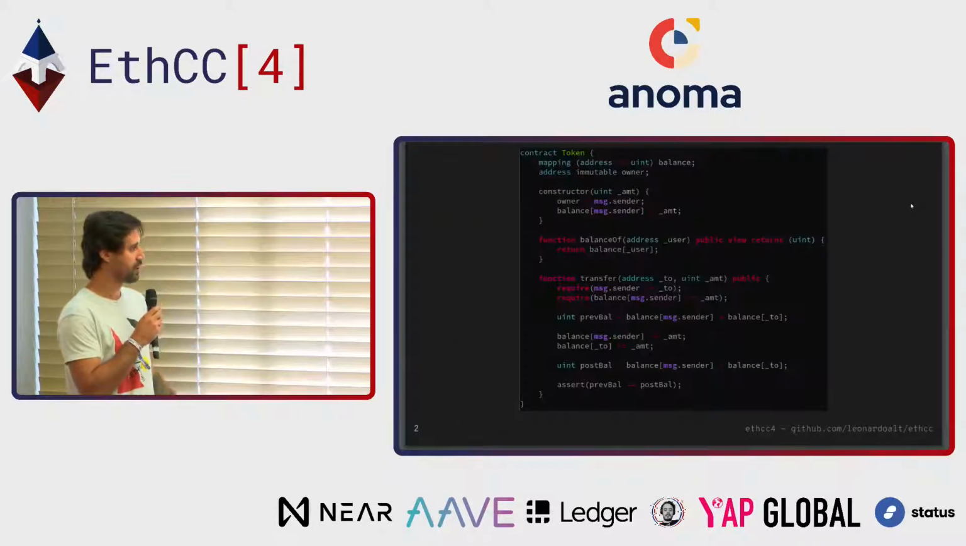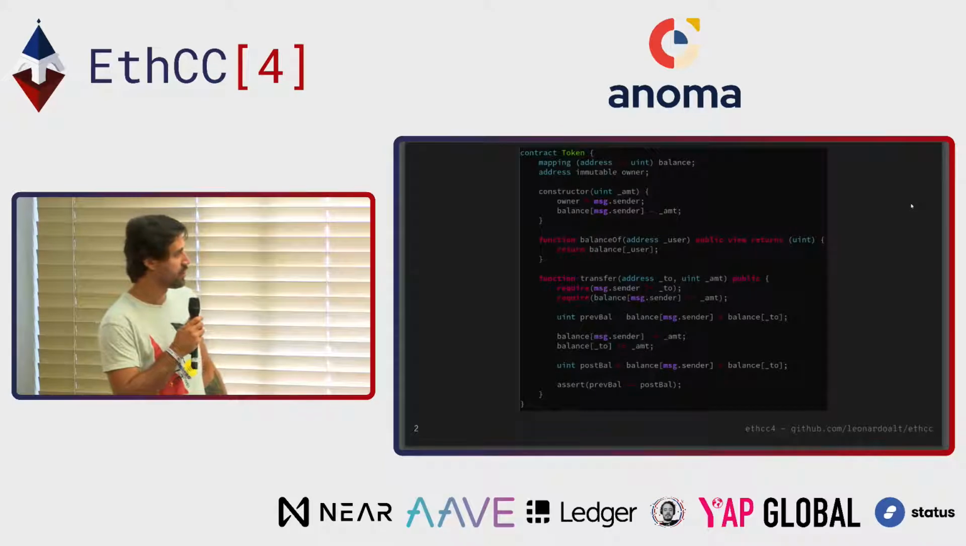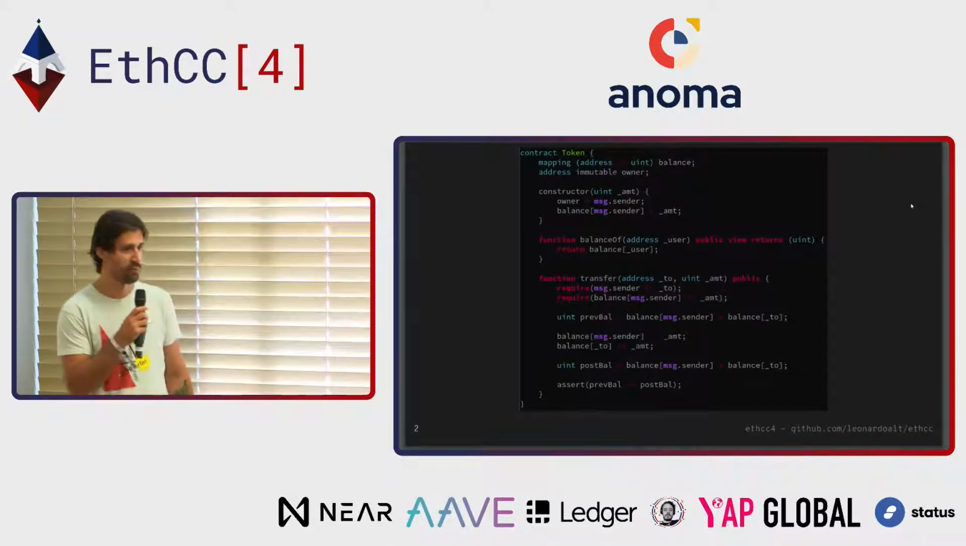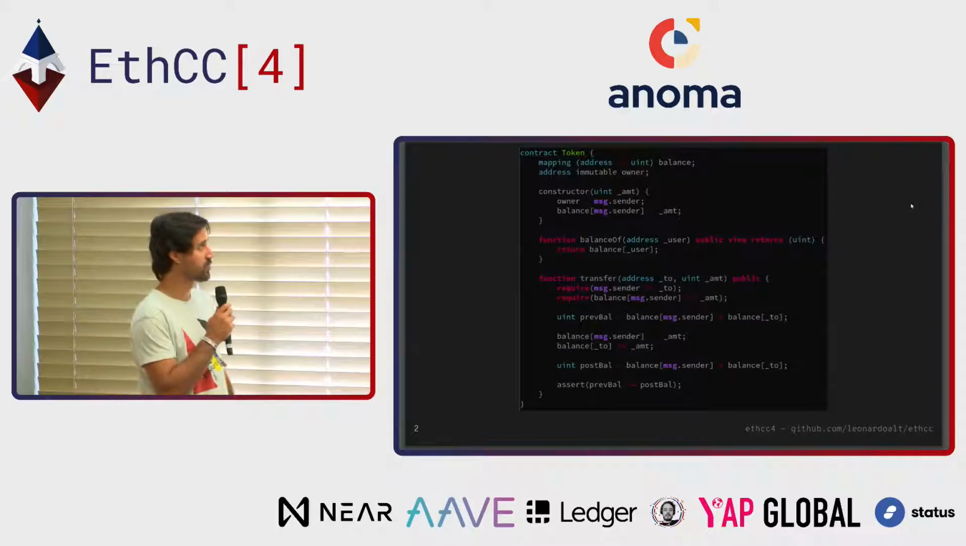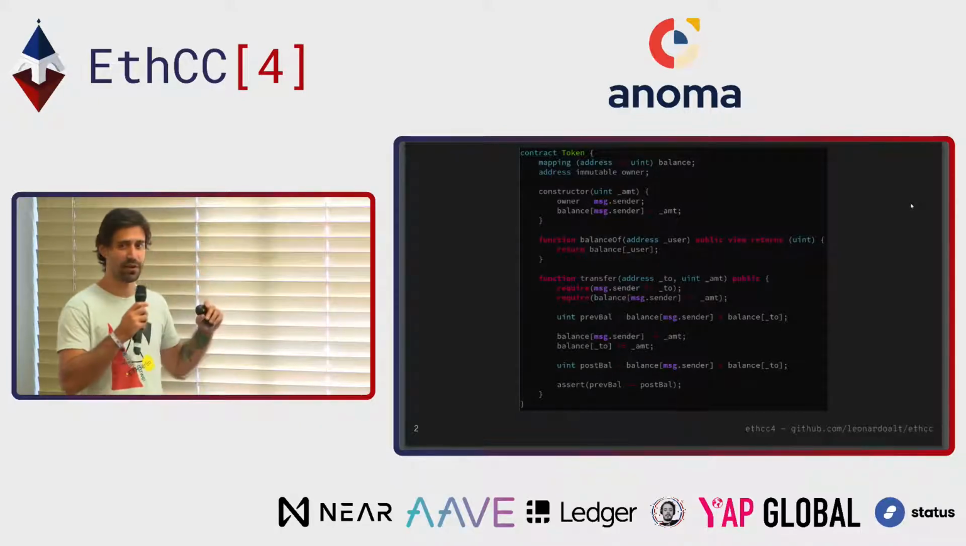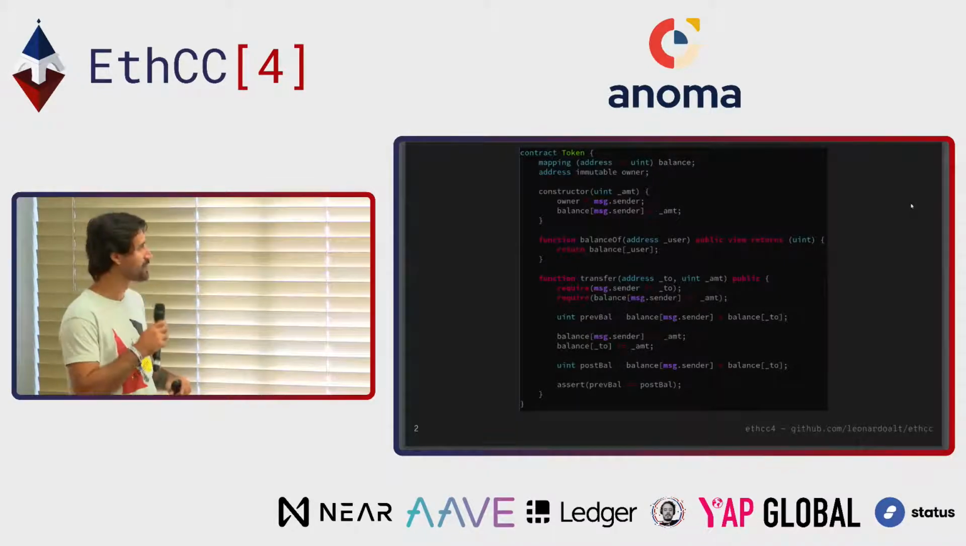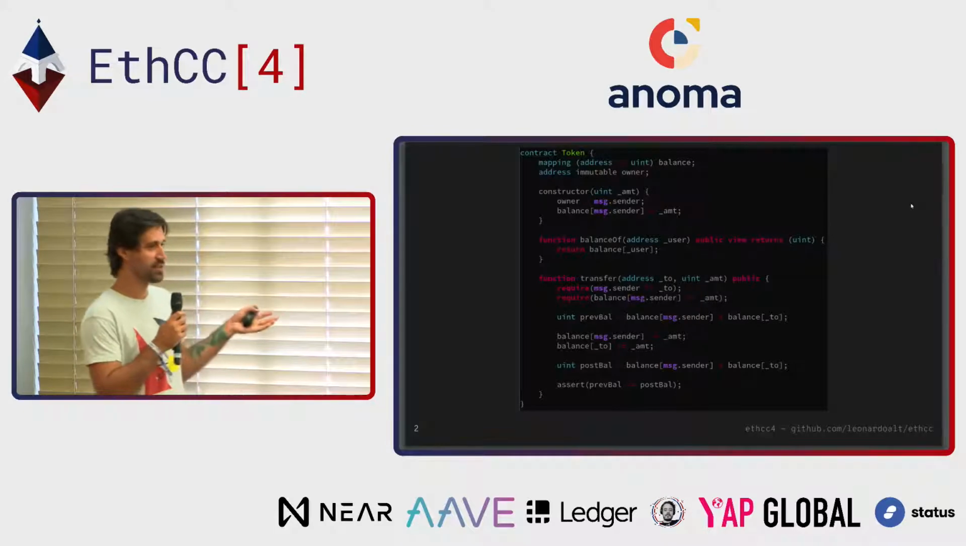So the goal of this experiment was to run over a few examples and see what we can get from fully automated formal verification tools. So how many people here understand this overall? Okay, cool. So this is the first contract we're trying to verify.